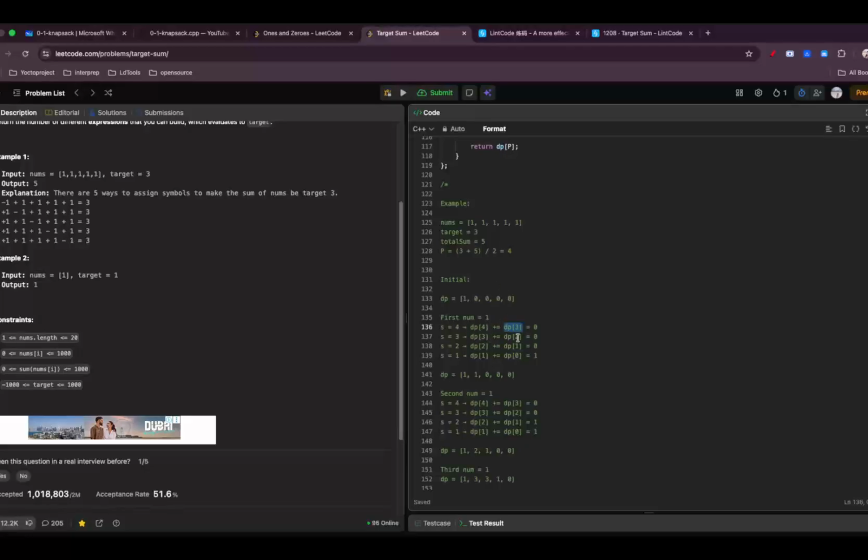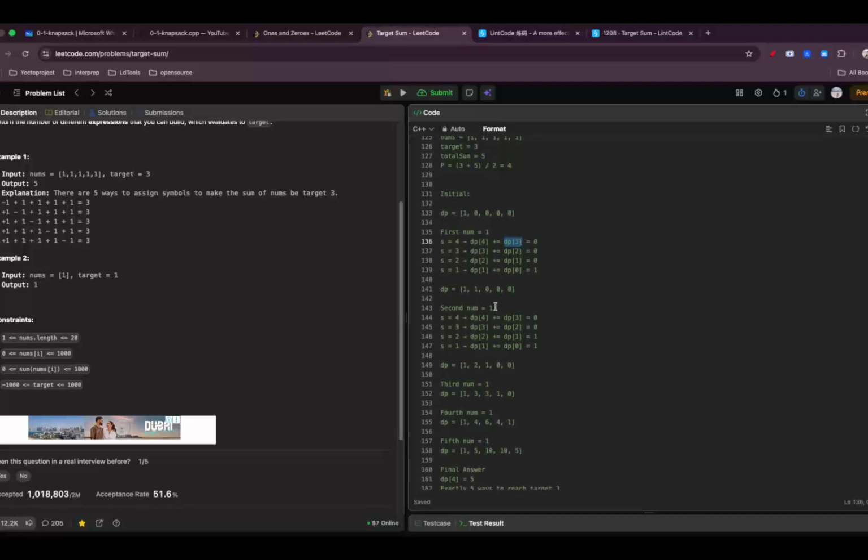Then dp of 3 plus equals dp of 2. So 0, 1, 2. It is also 0, so 0. Then we decrease it, and dp of 1 plus equals 0 equals 1. How? If you see, this is 0, this is 1, and dp of 0 was 1. So now because of that we got dp like this.